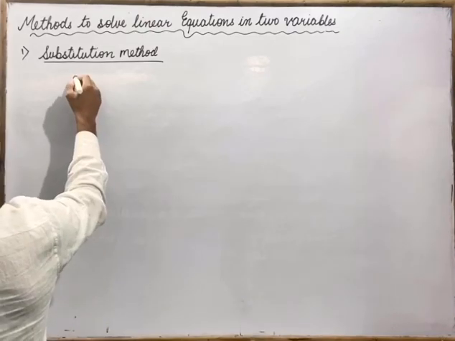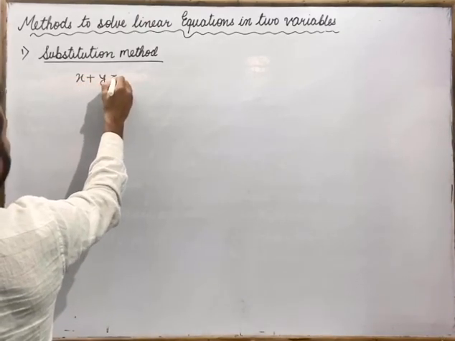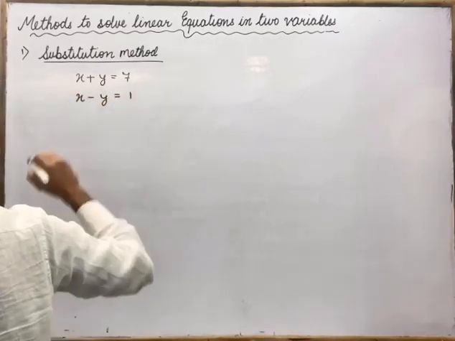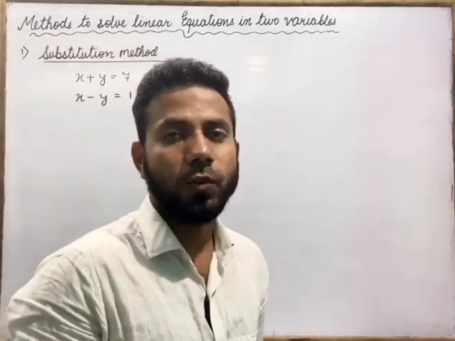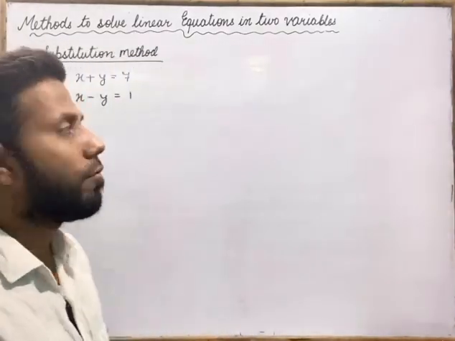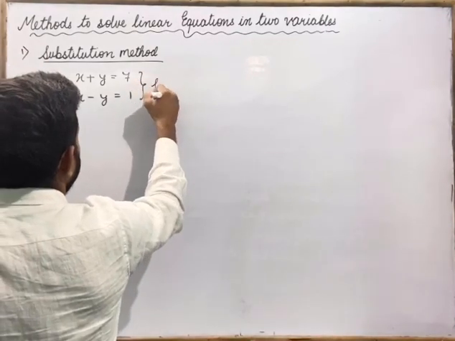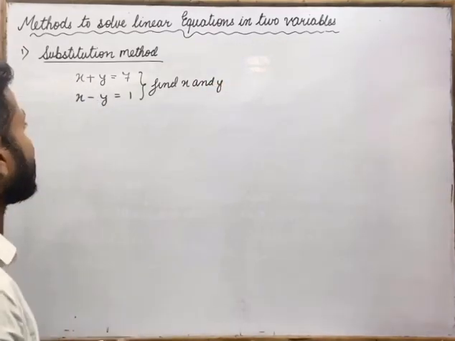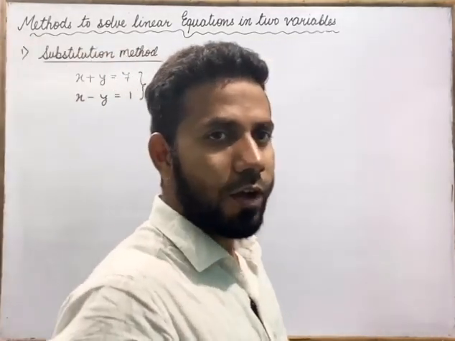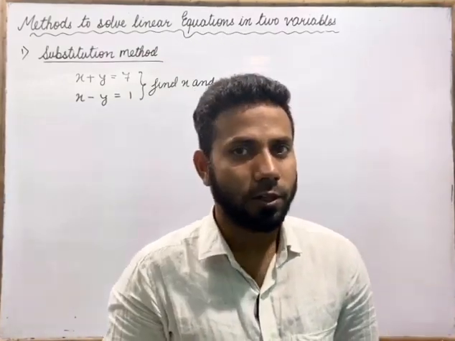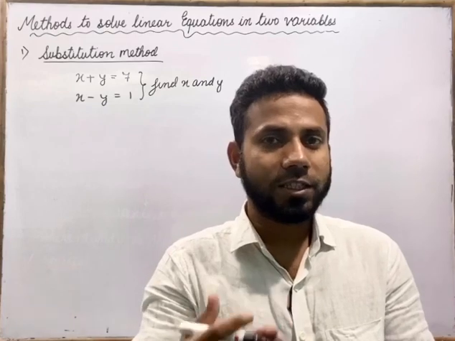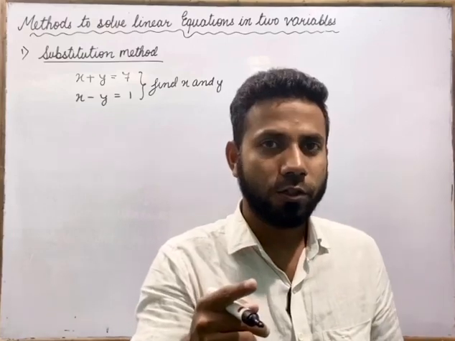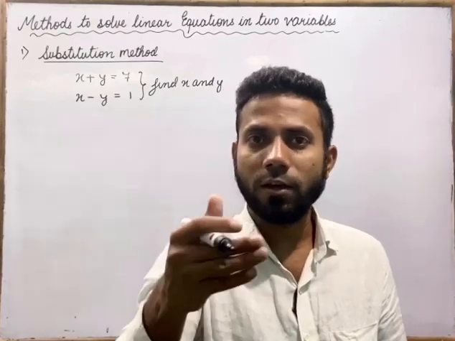Suppose you have two linear equations like x plus y equals 7 and x minus y equals 1, and you have been asked to solve these two linear equations. You have been asked to find the value of x and y. So how will you find the value of x and y using the substitution method? The very simple approach to this method is that you write x in the form of y, or y in the form of x, of any one equation and put it in the other equation.